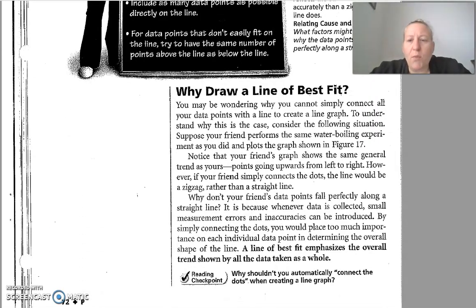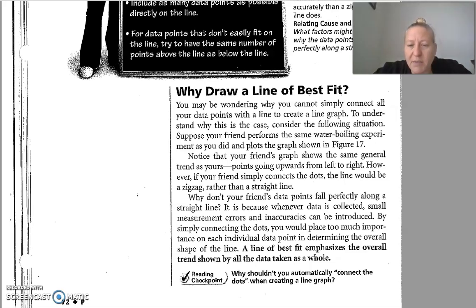You may be wondering why you cannot simply connect all your data points with a line to create a line graph. To understand why this is the case, consider the following situations. Suppose your friend performs the same water boiling experiment as you did and plots the graph shown in figure 17. Notice that your friend's graph shows the same general trend as yours, points going upward from left to right.